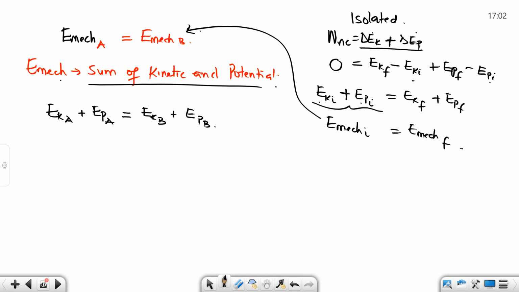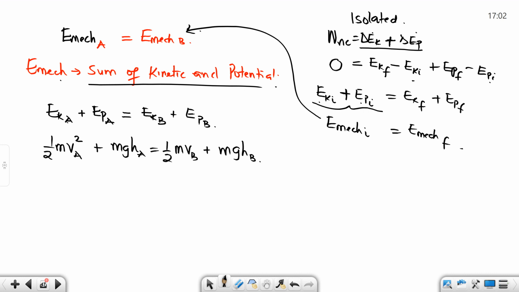What is the formula for kinetic energy? Half mv squared, at A. What is potential energy? mgh, at A. So know your formulas. That's all for physics. What do you have? Equals half mv squared at B plus mgh at B.